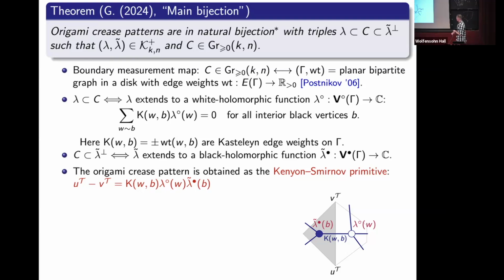And then you can check that if you go around any black vertex and you sum up the differences, you're going to get 0 because why? It's a question for the audience. Why is this consistent as you go around any black or white vertex?